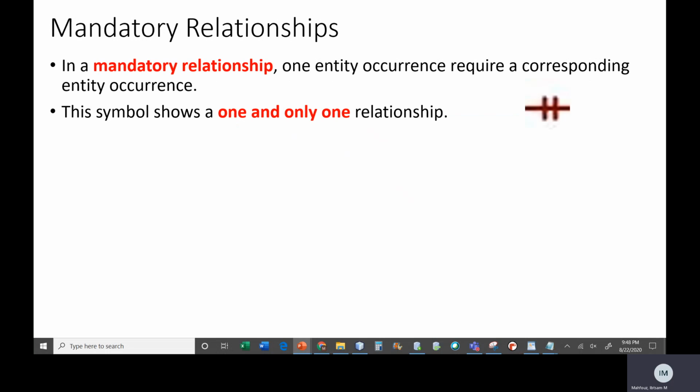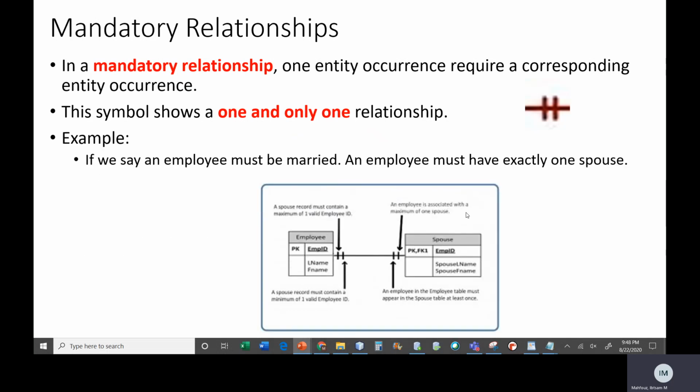Now, if a relationship is mandatory, you're not going to see a 0 there. You're going to just see a straight line, which is kind of like a 1. Okay, so in this case, if I draw 2 lines here, that means every employee must have a spouse. So here, if I replace it with a 1, that means it's a mandatory relationship. An employee must have a spouse.